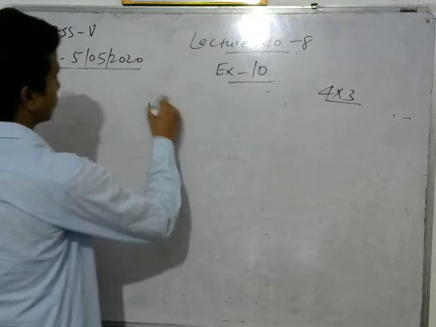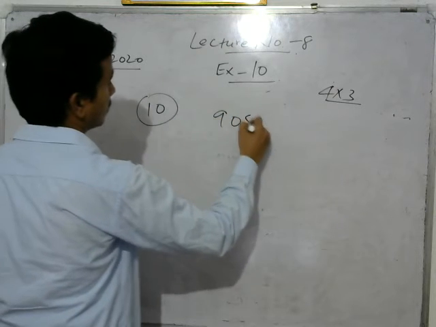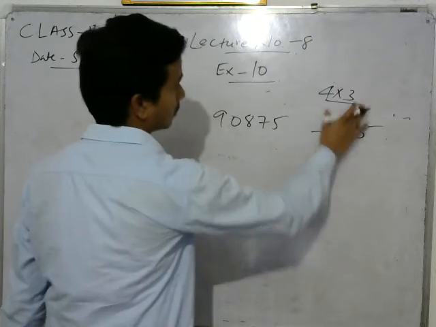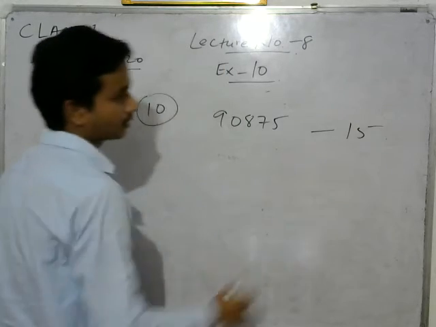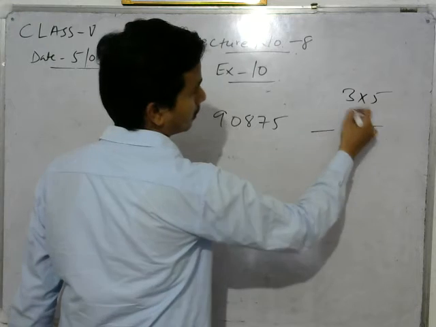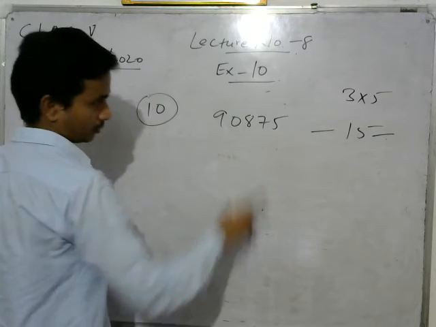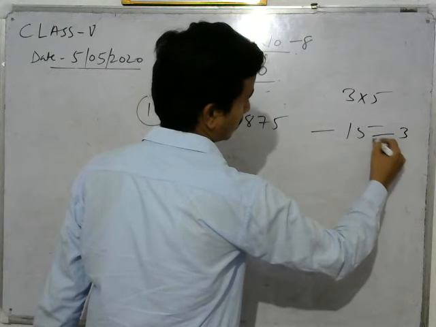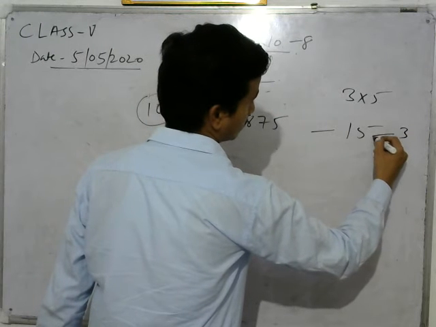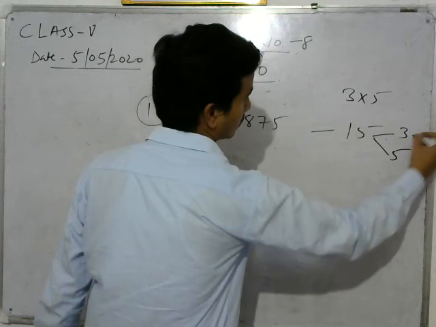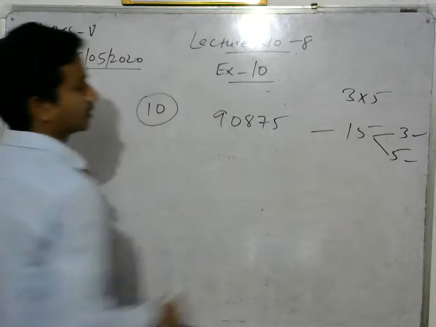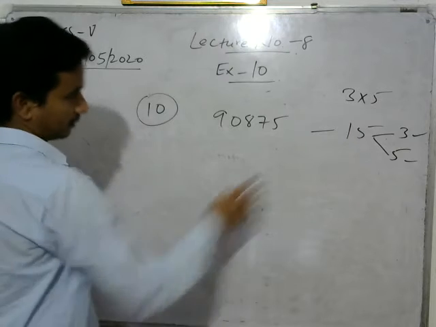Question number 10. We have to check whether this number is divisible by 15 or not. So for divisibility by 15, what is the rule? We know 3 times 5 is 15. So to be divisible by 15, that number should be divisible by 3 and 5 both. If any number is divisible by 3 and 5 both, then we can say that it is also divisible by 15.